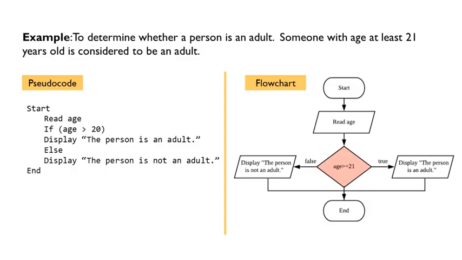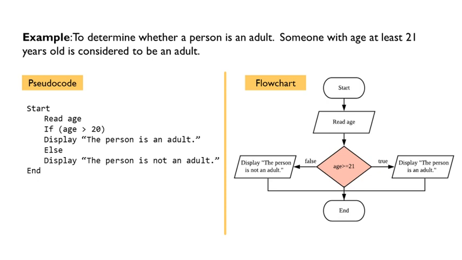If the first expression, or the first condition, is true, then it will display the first statement. If the expression is false, then the program will execute the second statement. As you can see in the flowchart, it consists of all the IPO. Flowchart is really important, so you must draw it with the right shape.